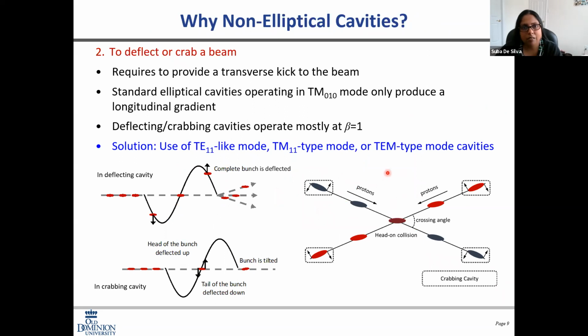The other need for non-elliptical cavities is where we need to deflect or crab the beam. Here what we need is to create a transverse kick to the beam. With the accelerating cavities, what you do is create a longitudinal electric field in the cavity so that you can transfer energy to the beam. Here what we do is create a transverse electric field such that it will kick the beam. Depending on the location where you kick the beam, it can be either a deflecting cavity or a crabbing cavity.